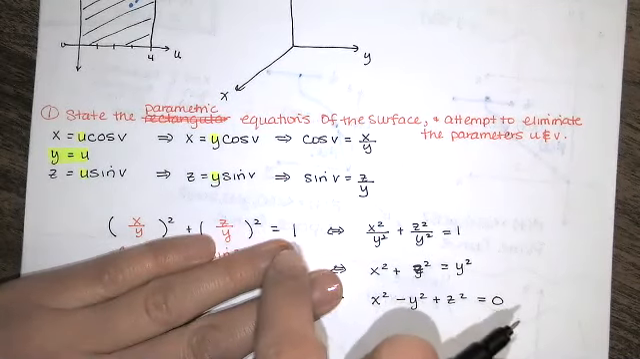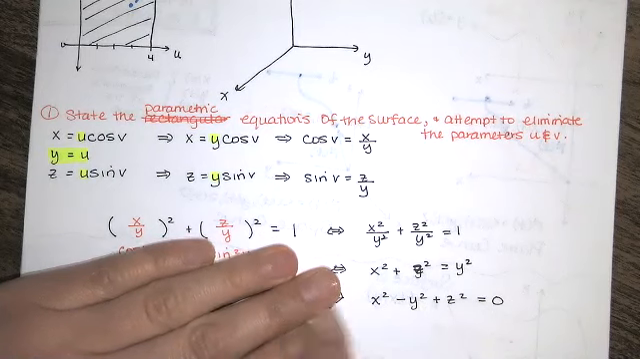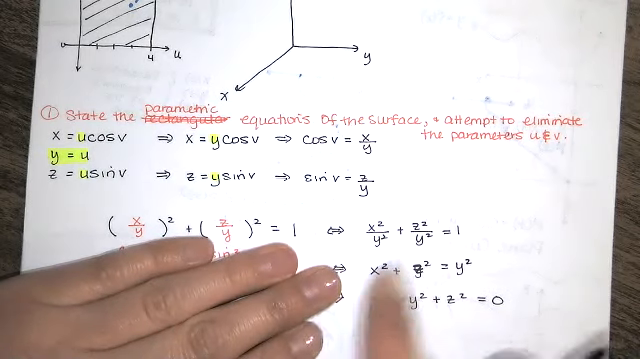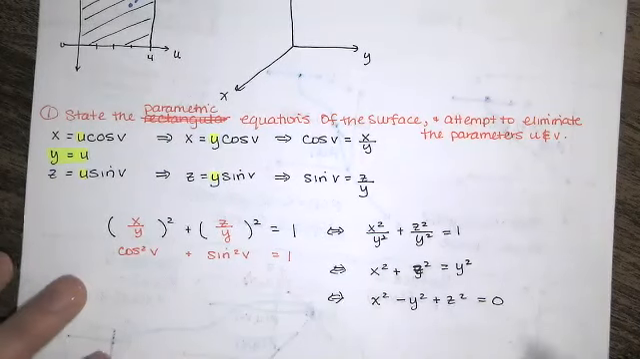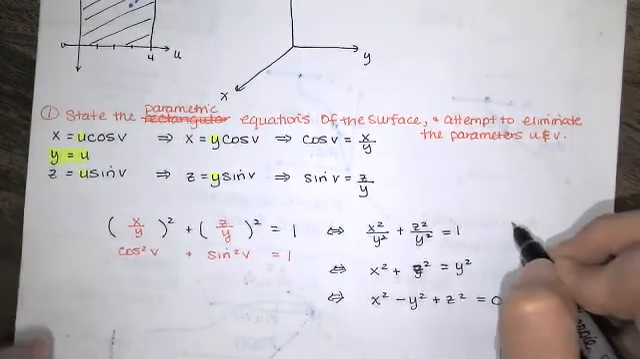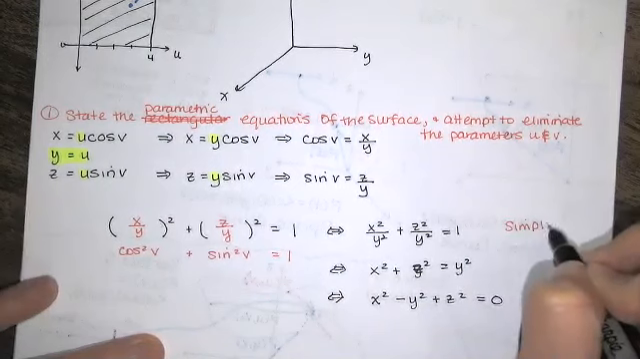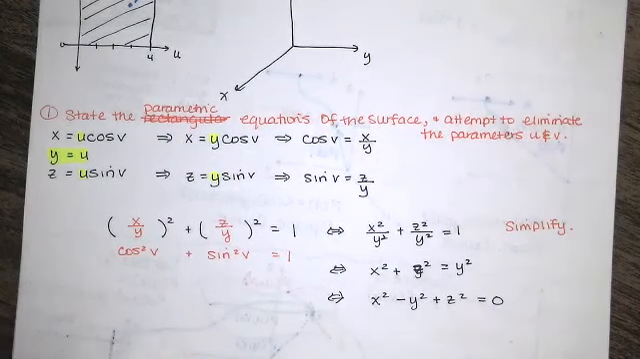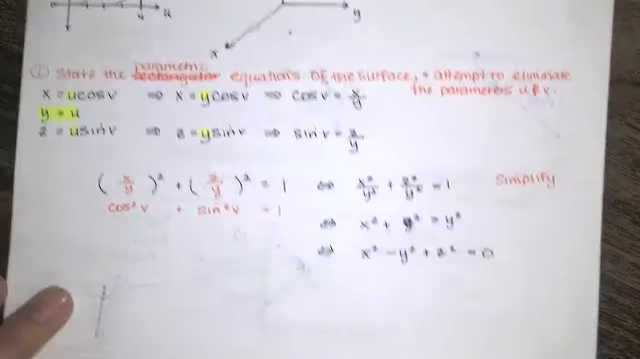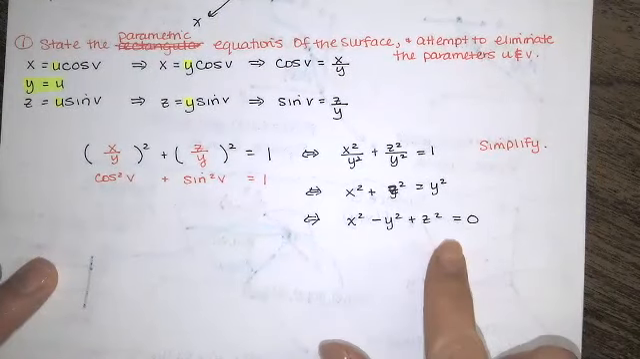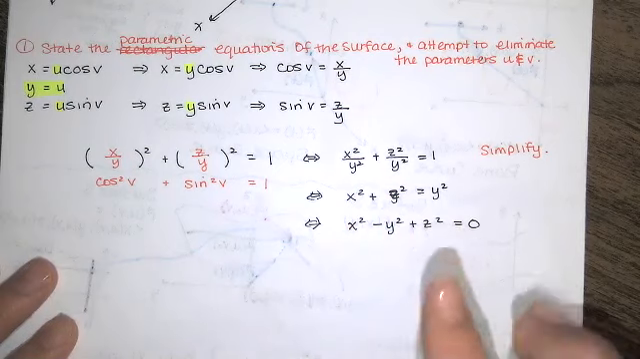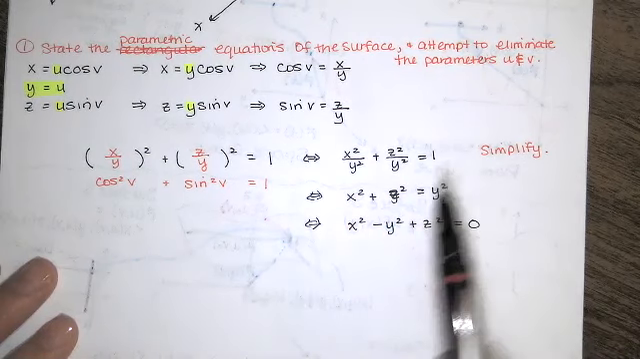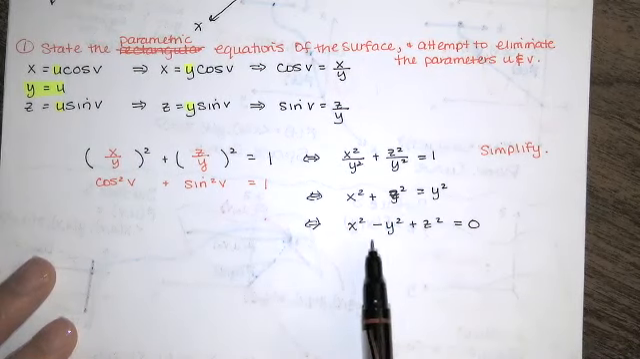So once you get that rectangular equation, then you simplify this equation until it looks like one of the equations that you're familiar with. And the whole idea is that when you're done, you'll end up with a surface that you've studied before. Hopefully it's a surface that you recognize. And this is one that we recognize.